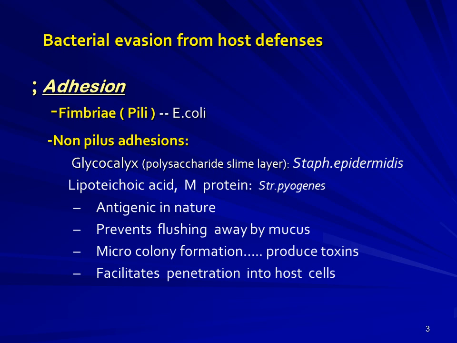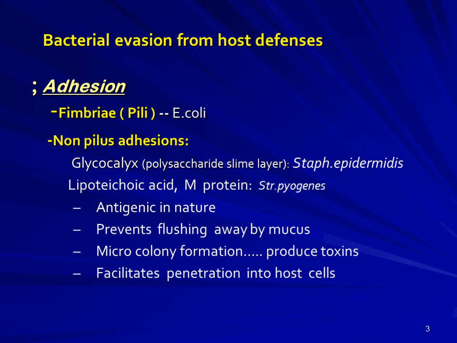Sometimes adhesion is also possible by non-pilous adhesins, such as glycocalyx, which is a polysaccharide slime layer produced by Staph aureus. The lipoteichoic acid and M protein, a type of protein in Streptococcus pyogenes, are all responsible for attachment of the bacterium to the infected cell in the host. And what is the importance of fimbriae in adhesion and their role in pathogenicity?